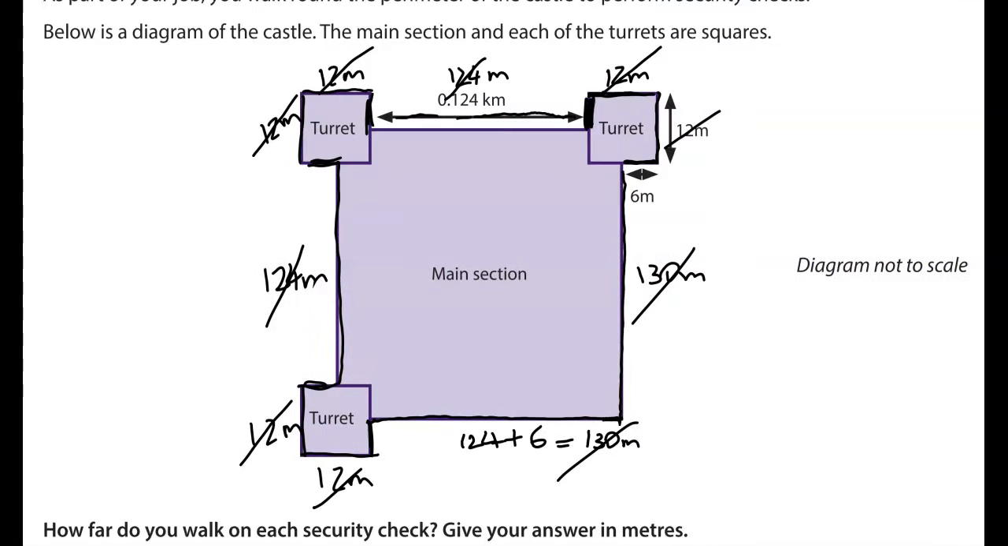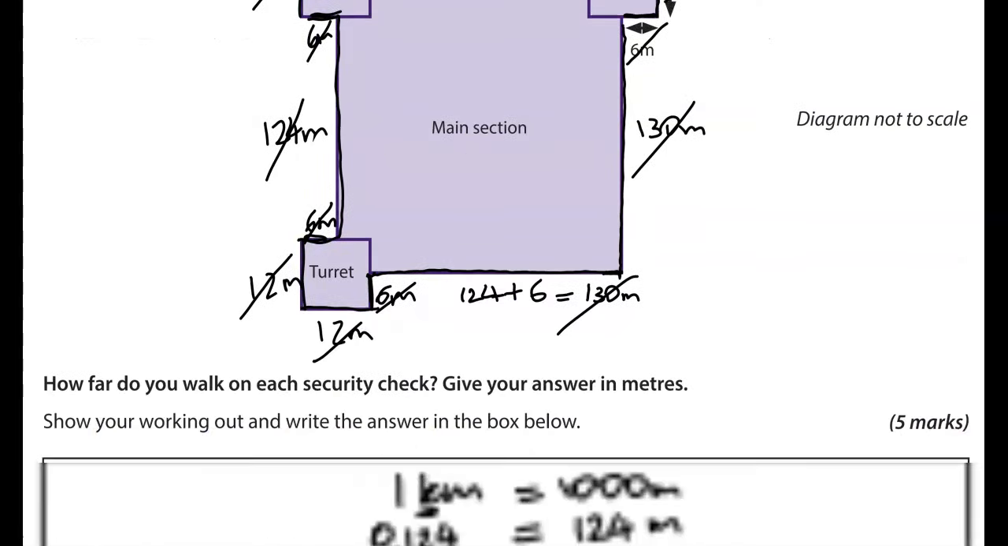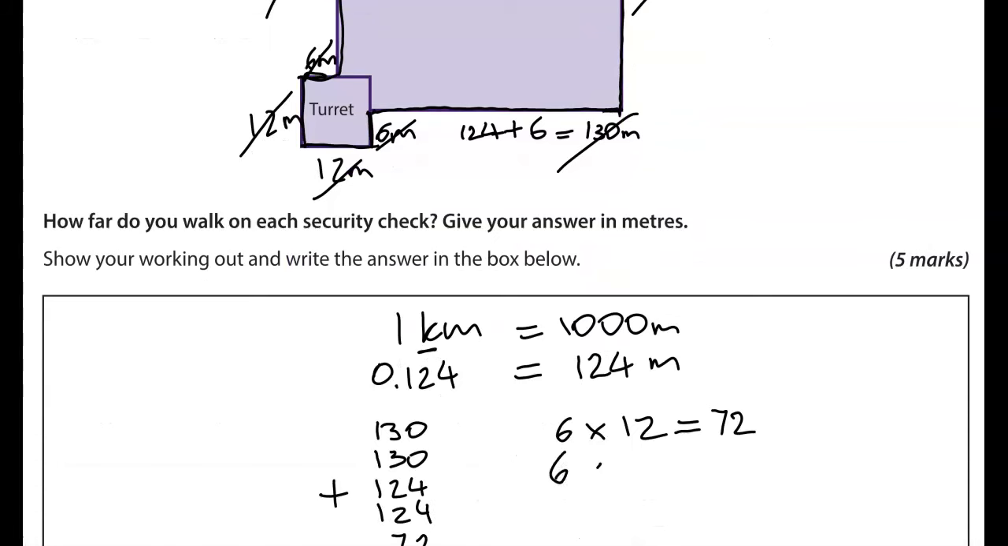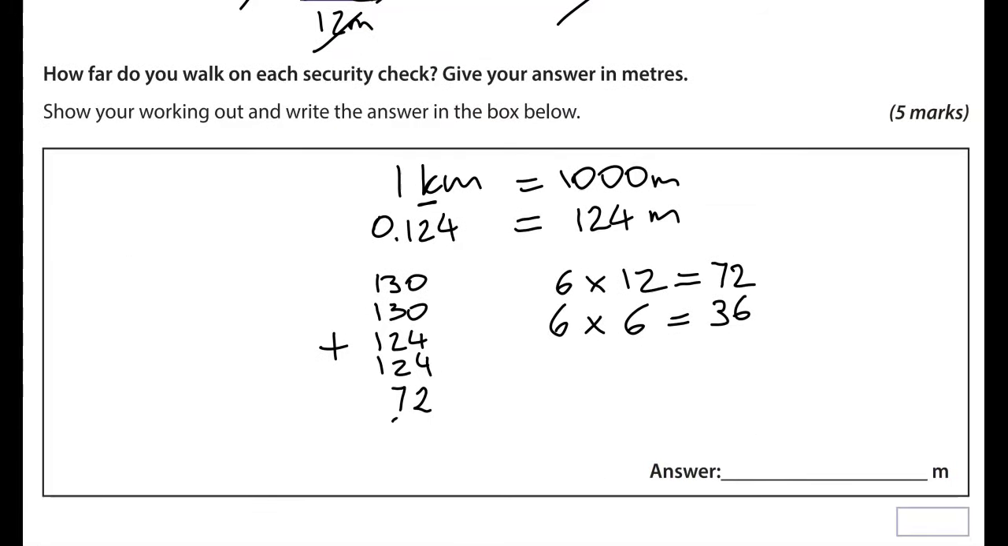And there is 1, 2, we have 3, we have 4, 5, and 6. So 6 lots of 6 make 36. So we're going to add 36 here as well. Using a calculator to add all of these gives us 616 meters.